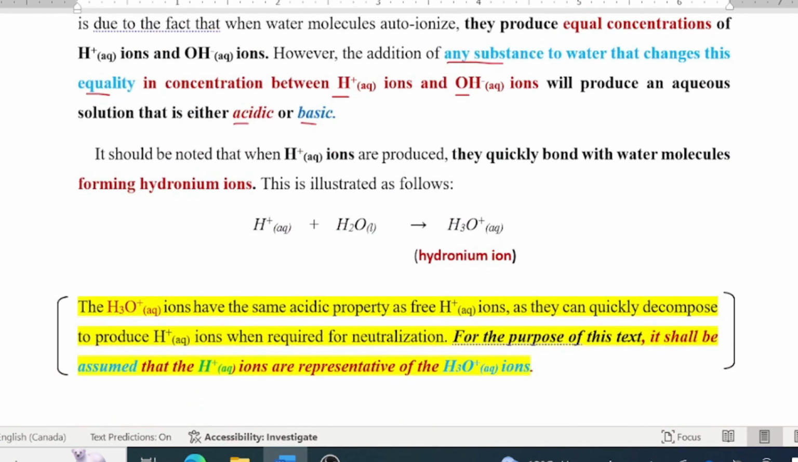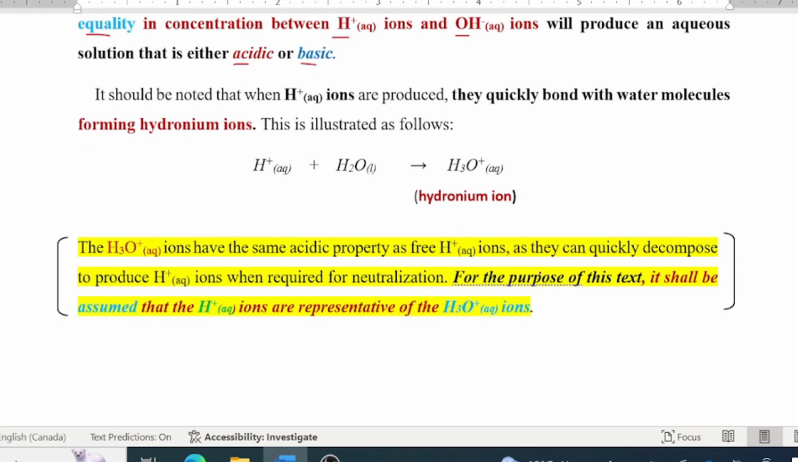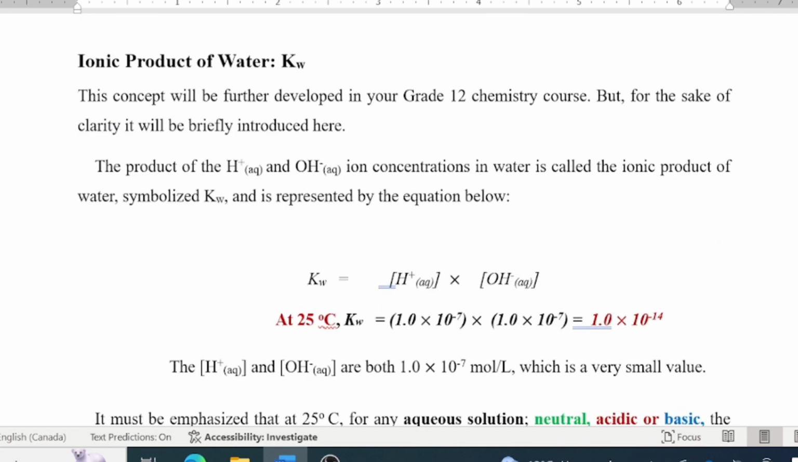One point I want to note here is this. Remember we said that hydrogen ions do not exist by themselves, but they cozy up to water molecules to form hydronium ions. So for the purpose of this text, we shall assume that the hydronium ion concentration is the same as the H plus ion concentration. So we won't be referring to hydronium ion concentration now. We were talking about the H plus ion concentration when we were doing all these calculations.